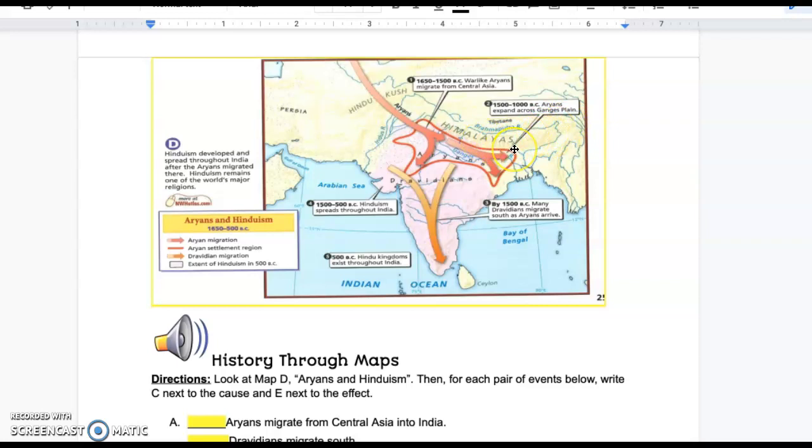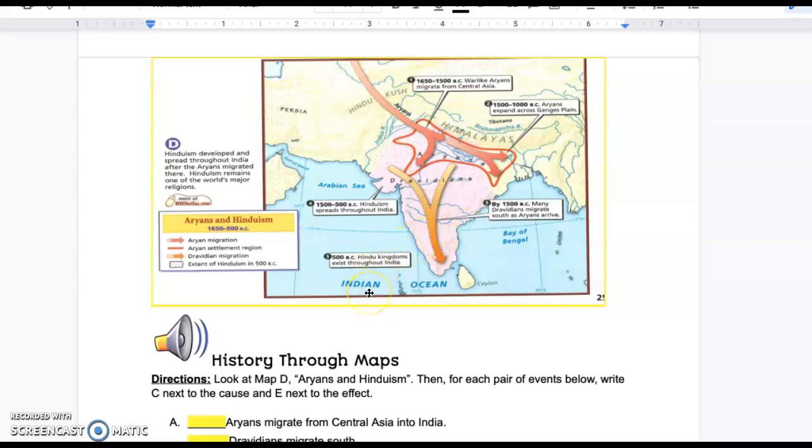Number 2. 1500 through 1000 BC, Aryans expanded across Ganges Plain. Number 3. By 1500 BC, many Dravidians migrate south as Aryans arrive.